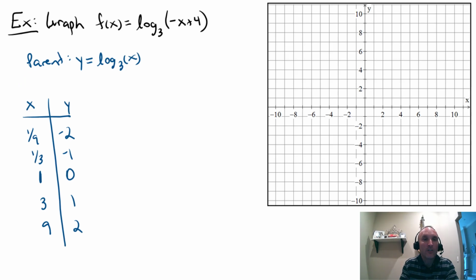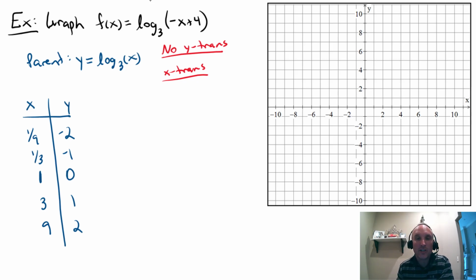All right, now what are the transformations? Well, we have no y transformations because there's no arithmetic outside the log. The x transformations are inverse in order and operation. So we can see we've got times negative 1 and add 4. Our x transformations are in reverse order, so start with the last operation, plus 4, and inverse it.